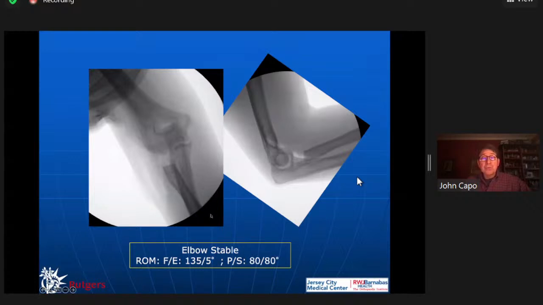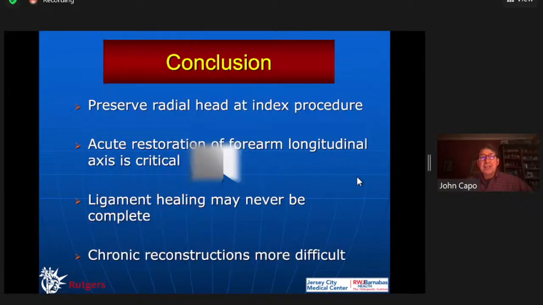So her range of motion was fairly stable, and she's very low demand, not a machinist, not a heavy worker. So we decided to leave it out, and she did reasonably well.